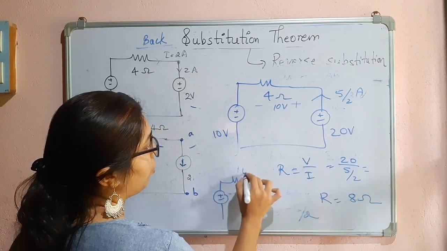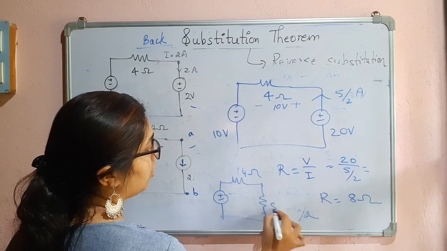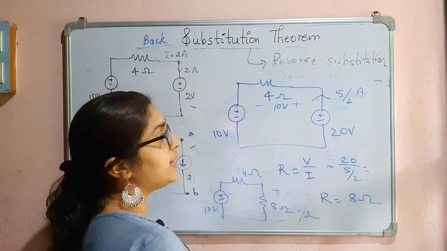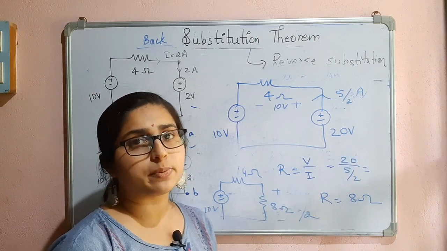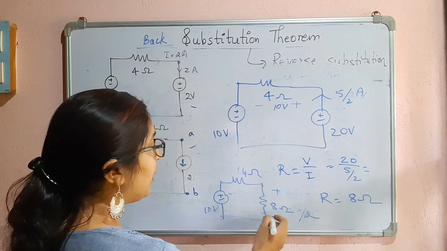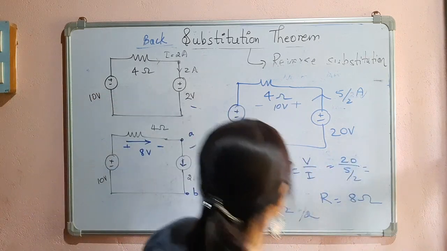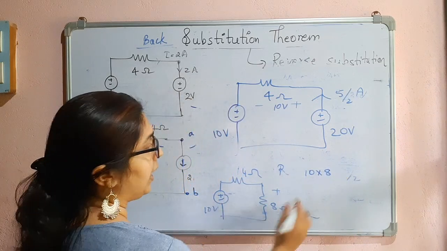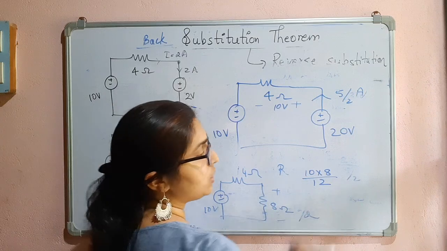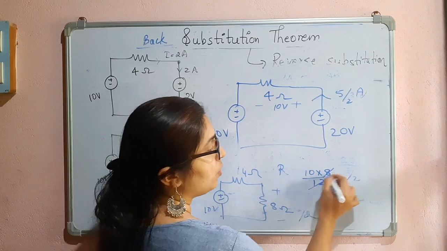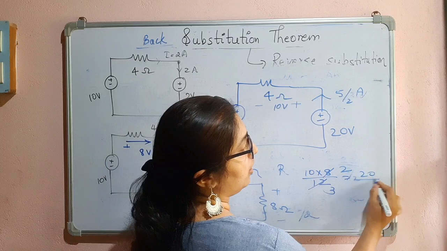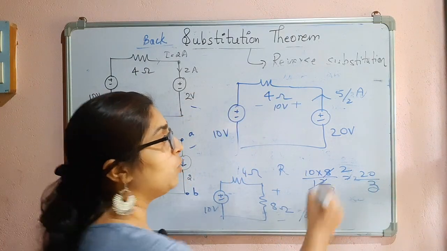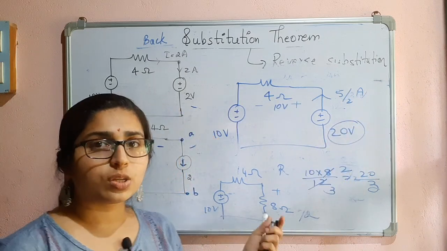Let us check. 4 ohm, this is 8 ohm. Now I will find out the terminal voltage. The voltage across the 8 ohm should be 20 volts actually, right? That is what the back substitution theorem is. But here you can see 10 into 8 divided by 8 plus 4, that is 12. So 4 3s are 12, 4 2s are 8, it is 20 by 3. 20 by 3 is the voltage across the 8 ohm. But what is the voltage? 20 volts. So it is violated.